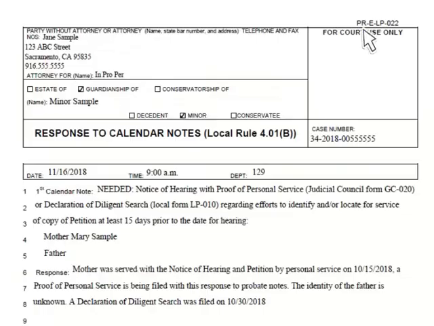In Sacramento, probate notes must be responded to using a local form, Form PR-E-LP-022, Response to Calendar Notes. This form is easy to use. In the box that says Party Without Attorney or Attorney, simply write your name, street address, city, state, and zip, and telephone number, and where it says Attorney for, write "in pro per." In the next box, check the box for guardianship of, write the name of the minor child or children you are seeking guardianship of, and check the box that says minor.